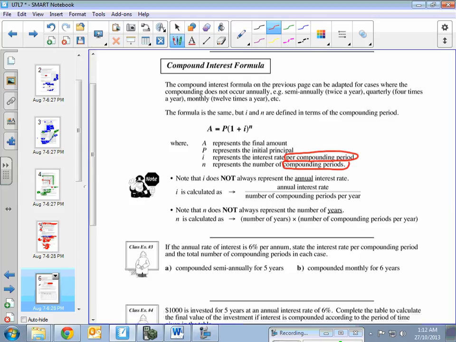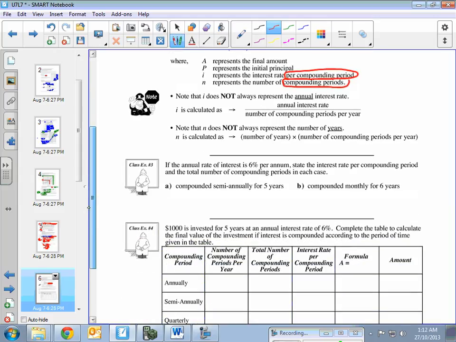So if I'm talking about years, your n will be your number of years, your i will be your interest rate per year. If I'm talking about number of months, n will be your number of months, i will be the interest rate per month. So it always has to be the same that way. It won't always represent annual because sometimes it'll be bi-weekly, sometimes yearly, sometimes monthly. It really just depends on the question. So just be careful that way.